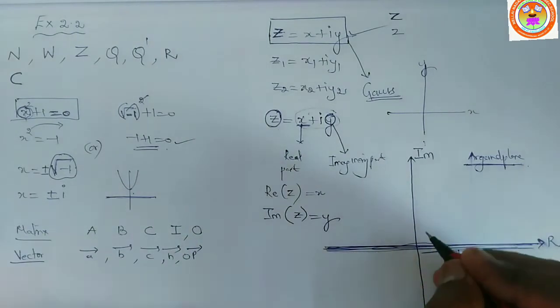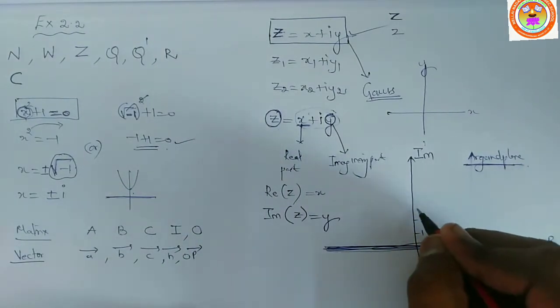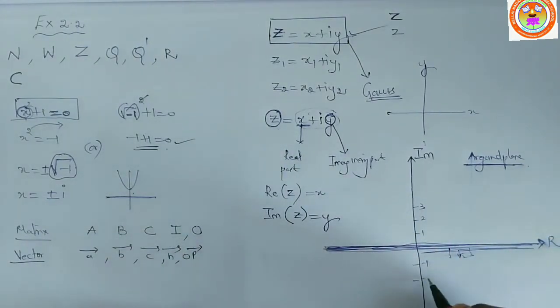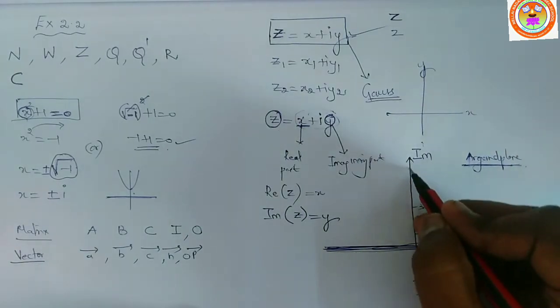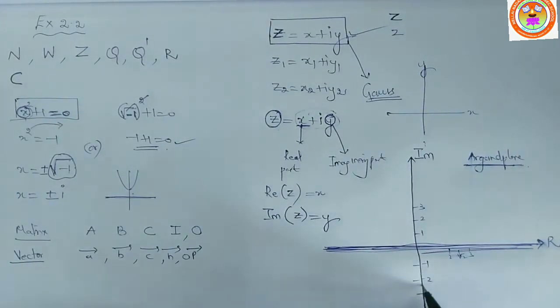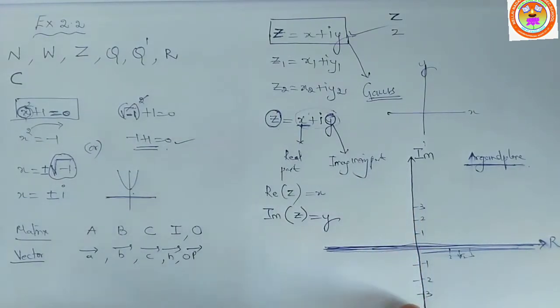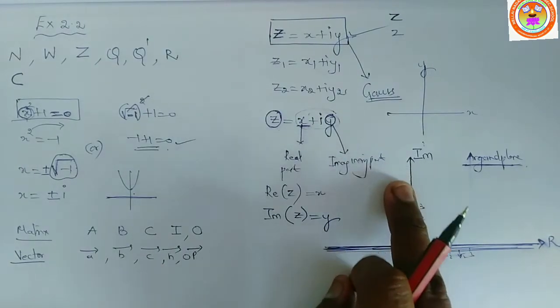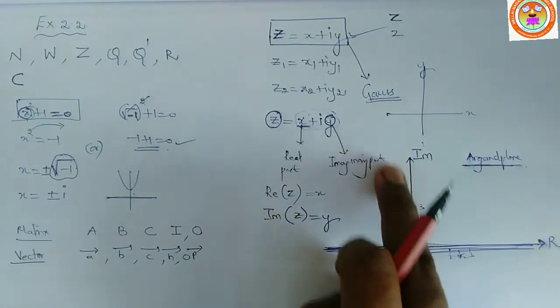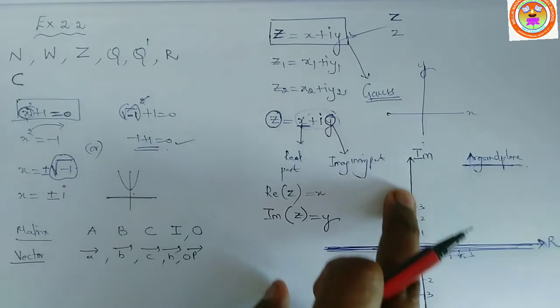Only the imaginary ones we call 1, 2, 3, minus 1, minus 2. This is purely imaginary. It contains only the imaginary line. This imaginary line contains only imaginary numbers.